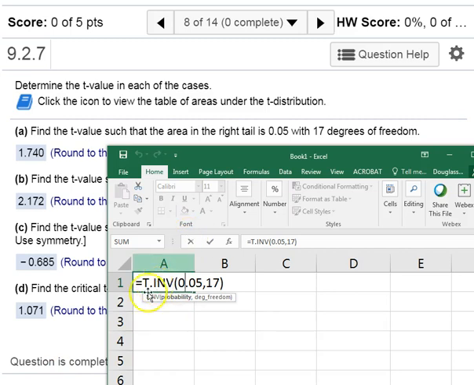I'll show you this one here. For part A, the t value in the right tail is 5% with 17 degrees of freedom. You use T.INV, type in the probability you want in that specific tail, and then the degrees of freedom. Now, Excel by default does the left-hand tail, so it gives me the negative back, but we know by symmetry that in the right-hand tail, it would be this with just a positive. So that would be how you get the answer for the t-value.